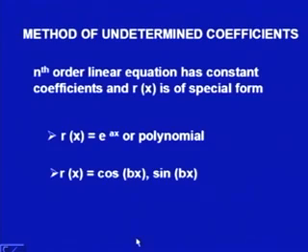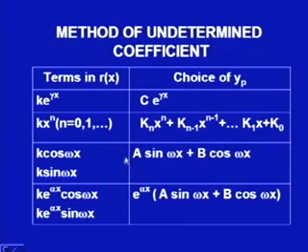What does this method say? It says that if R x contains a term like k times e to the power gamma x, then we choose y p as c times e to the power gamma x. You see, we have the same exponential function, but here the constant is changing to c. This constant is called the undetermined coefficient, and we determine it by putting this function as a solution of the non-homogeneous equation. So, the function and its derivatives will be put in the given equation, and from there we will determine this coefficient c.